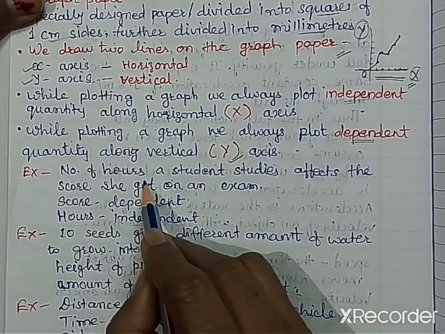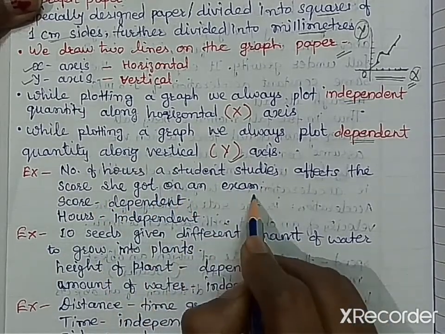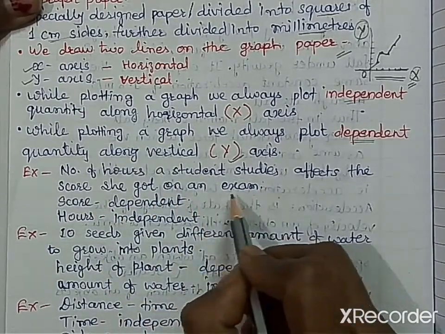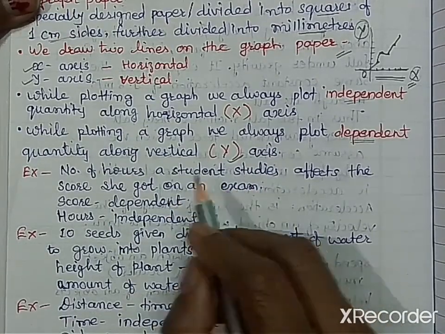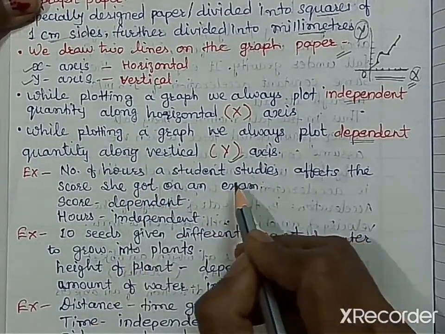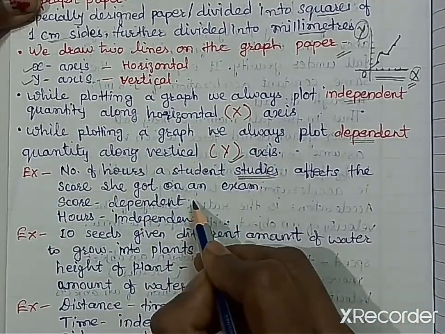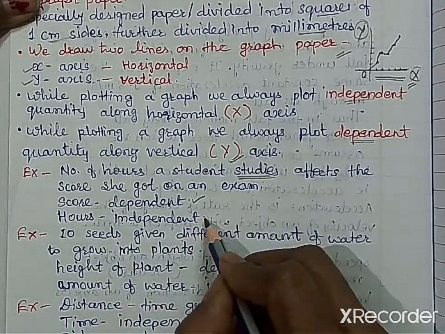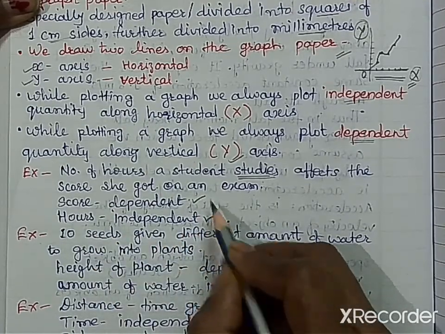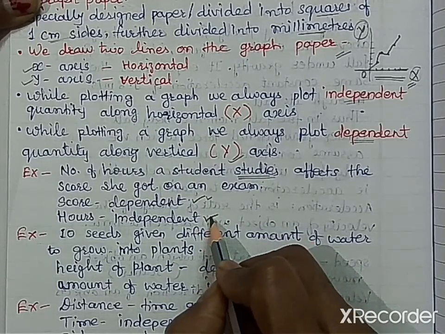Next, here are some examples of dependent and independent quantities. The number of hours a student studies affects the score she gets on an exam. Suppose a student is getting some score, and the score is compared with the hours of study. So the score she got is the dependent quantity and hours is the independent quantity. The score is changing, not the time, that's why time is the independent quantity.